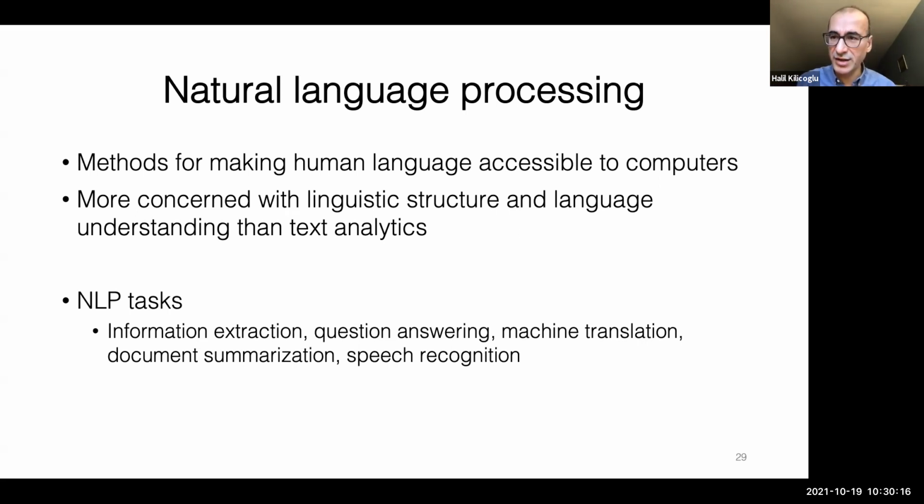So natural language processing, or sometimes called computational linguistics, is more about understanding linguistic structure and language understanding, more focused on finding ways to represent the meaning of text. Some of the tasks that we look at in NLP are extracting information and knowledge from text, answering questions, machine translation, document summarization, and speech recognition.